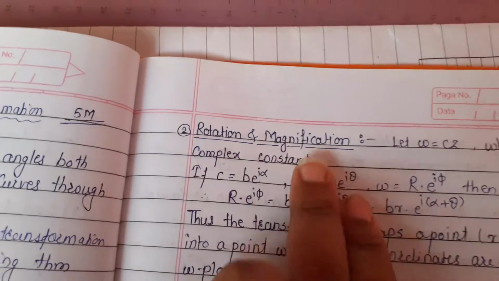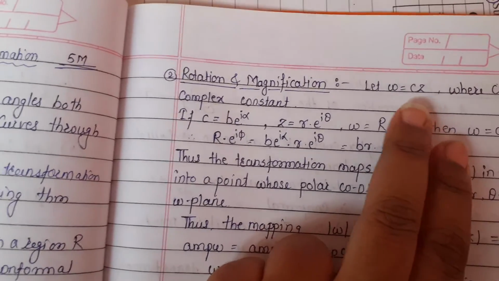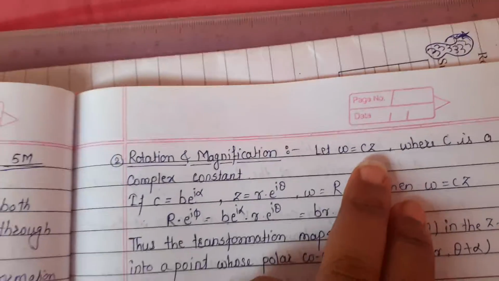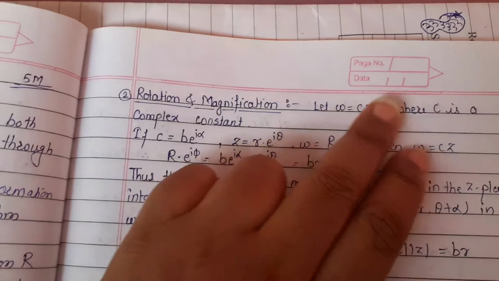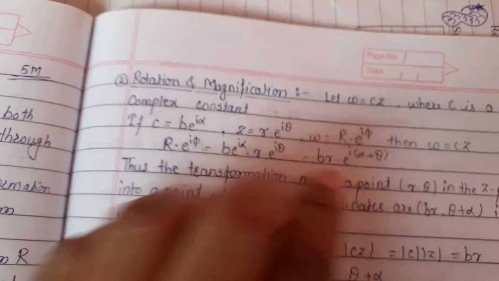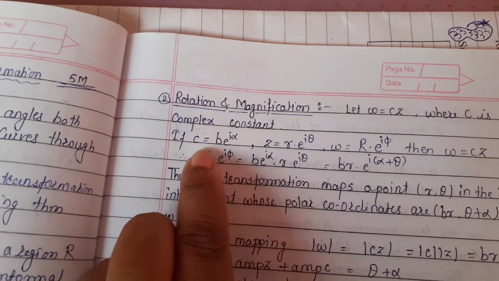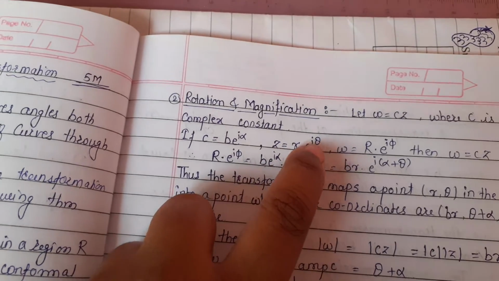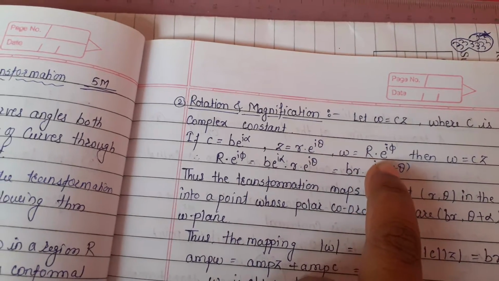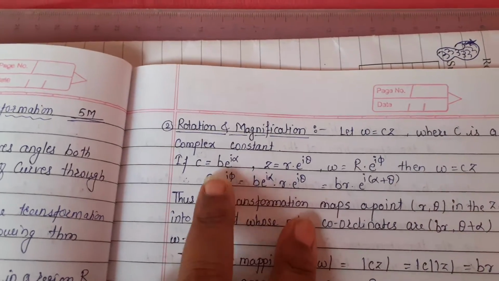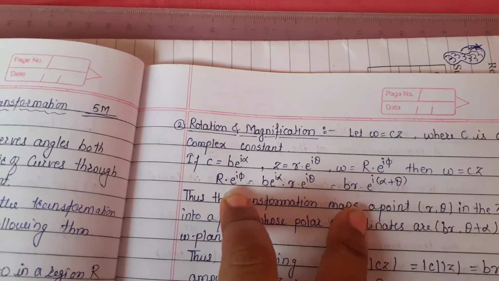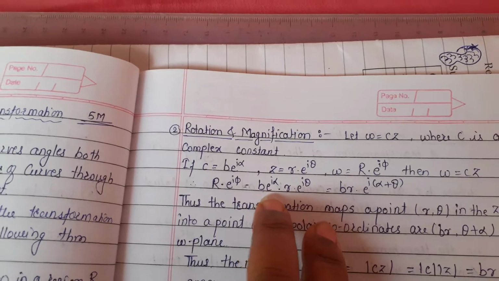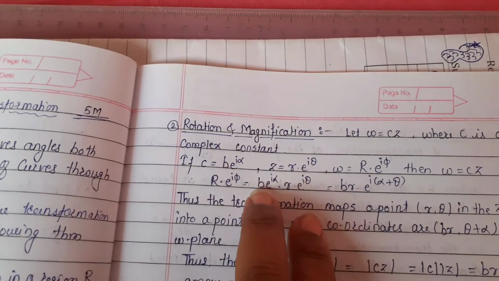Second is rotation and magnification. Let w is equal to cz. In the first case c was added, but now the constant is multiplied, where c is a complex constant. As all terms are in multiplication form, we can consider this in exponent form. So c is equal to b into e raised to i alpha, where alpha and b are constants. z is equal to r into e raised to i theta. w is equal to r into e raised to i phi. Then w is equal to cz becomes: substitute w, that is r into e raised to i phi, z is equal to r into e raised to i theta, and c is equal to b into e raised to i alpha.